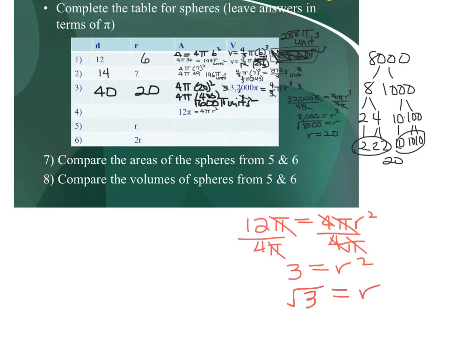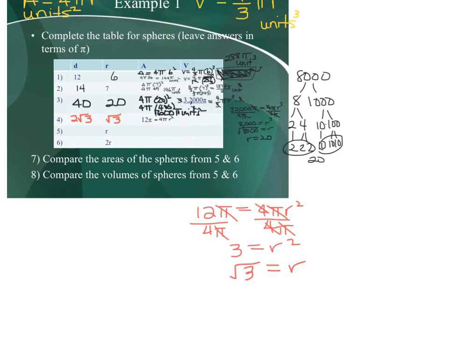So that is my radius, the square root of 3. Remember to turn it into a diameter, times it by 2. So the diameter becomes 2 radical 3. And now to calculate the volume, I am going to take the square root of 3 and plug it in. So 4 over 3 pi times square root of 3 cubed.